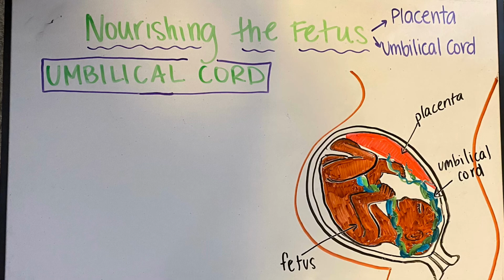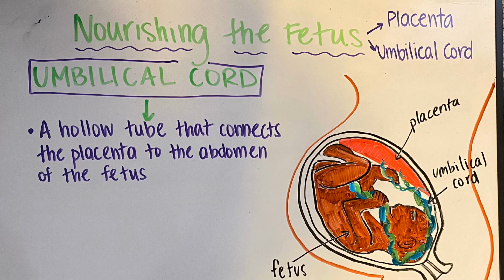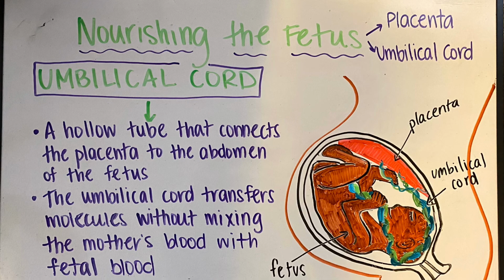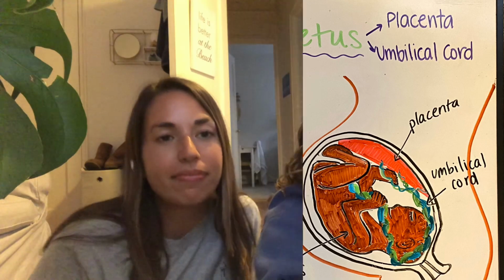The final aspect that we're going to talk about today is the umbilical cord. The umbilical cord is a hollow tube that connects the placenta to the abdomen of the fetus, aka where your belly button comes from. They transfer molecules without mixing the blood, because if you mix blood, you know that can trigger an autoimmune response if the blood isn't the same.